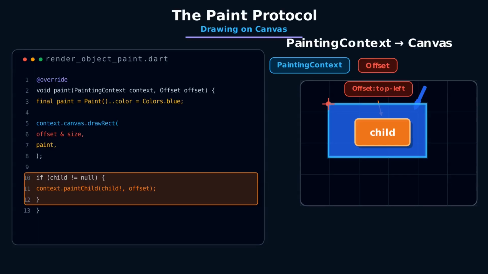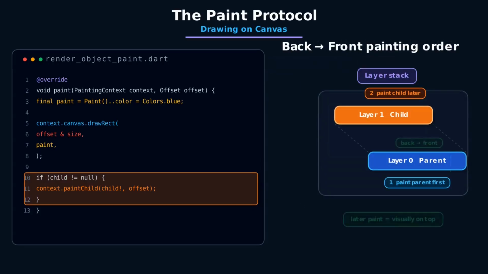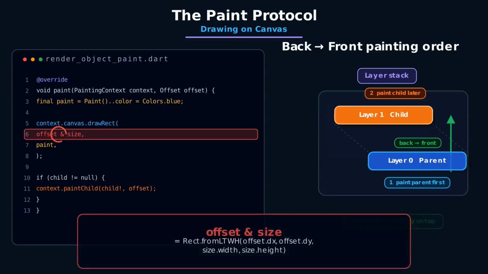Notice a very important detail. You paint yourself first, then you ask the context to paint your child. This is how Flutter builds up the visual layer from back to front. Parents draw first, children draw on top. Also notice offset & size. This is a Dart shorthand that creates a rect from an offset and a size. It says, create a rectangle starting at this offset with this size.